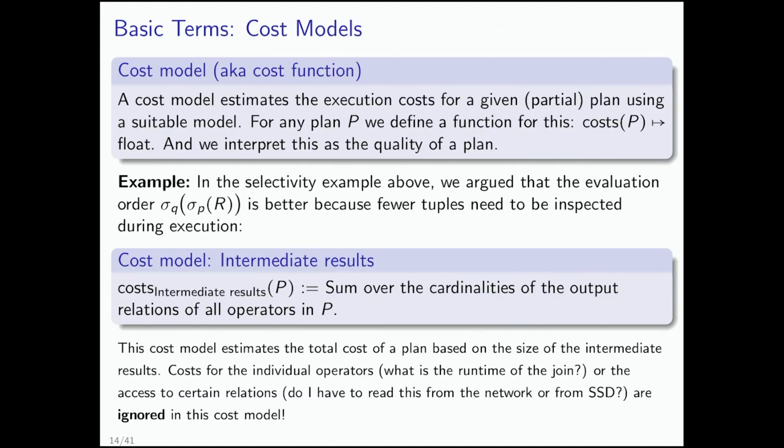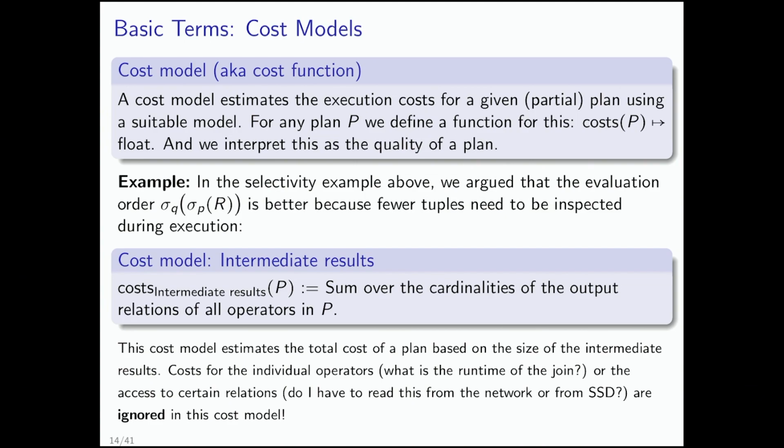Right. So to get that a little bit more formal, it's not very formal, but a little bit, we need to define a cost model. And what is a cost model? That is just a function that estimates the execution costs or any other quality measure for a given partial plan using a suitable model. So for any plan P, we define a function that when given that plan returns some float, sometimes also an integer, it doesn't matter, some number. And we will interpret this as a quality of the plan.